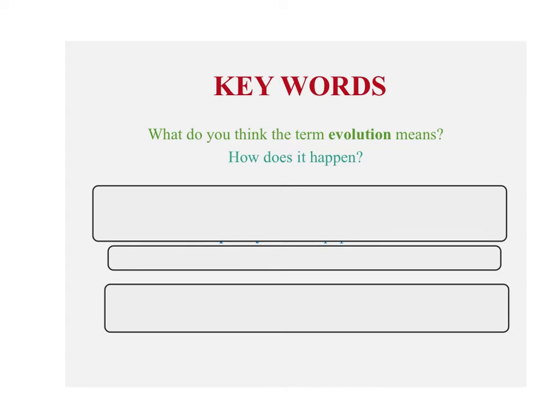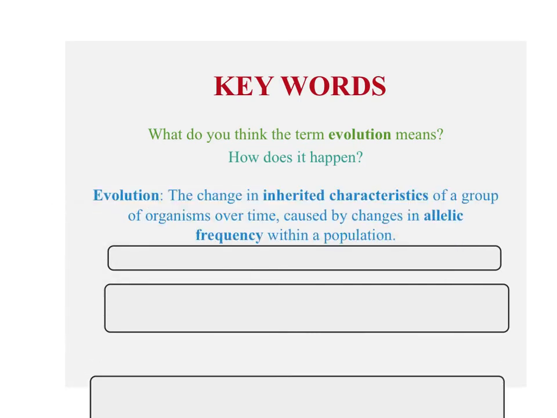Alright, so we'll start with the definition then. Evolution is a change in inherited characteristics of a group of organisms over time caused by changes in allelic frequency or allele frequency within a population. Notice that we're talking about characteristics that can be inherited, because remember there's those environmental influences as well. But for this lesson, we're only interested in the genetic side of things.